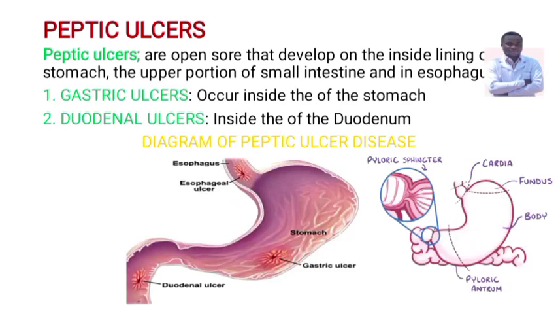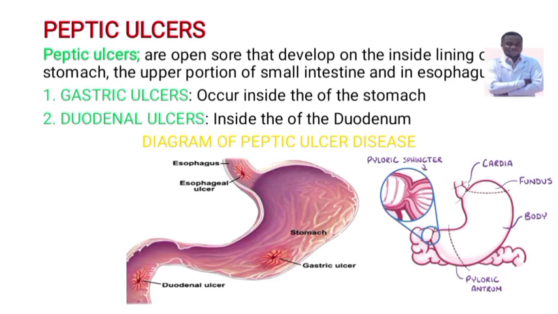Peptic ulcer disease: peptic means the stomach, ulcer means the breakdown, lesion, or ulceration of the stomach. Peptic ulcers are often sores that develop on the inside lining of the stomach, the upper portion of the small intestine, and in the esophagus. The lesion occurs mostly in the stomach and the upper part of the small intestine, the duodenum, but also in the esophagus.